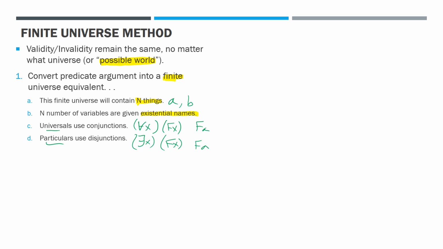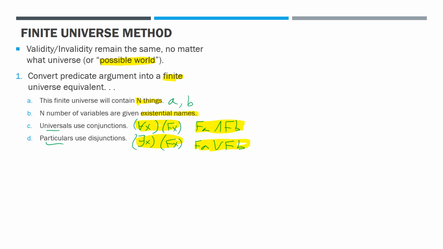But what if we have two things? If we're talking about everything that exists, we're going to have to say that. So we'll say Fa and Fb. So here is the statement we would derive from this for all x, x is an f, if there are only two things in the universe. Now, in regards to an existential or particular claim, we would say Fa or Fb.